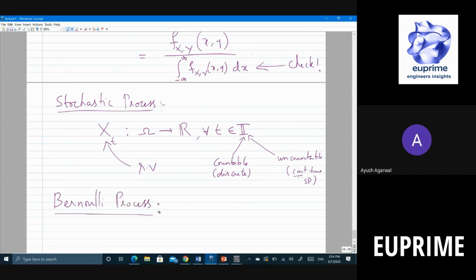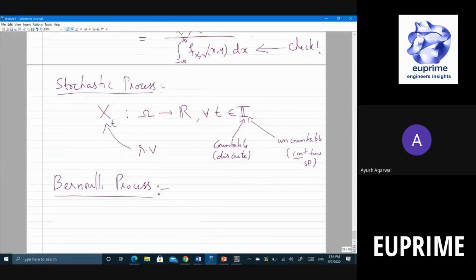Sir, I have a question. You have mentioned in the definition, t belongs to I. So t is a sequence of natural numbers like 0, 1, 2, and so on? T can be anything belonging to an index set I. So the index set I will describe what kind of stochastic process this is. We will look at this example, the Bernoulli process, and map it to X_t, Omega, R, I, and all that. Is that fine?